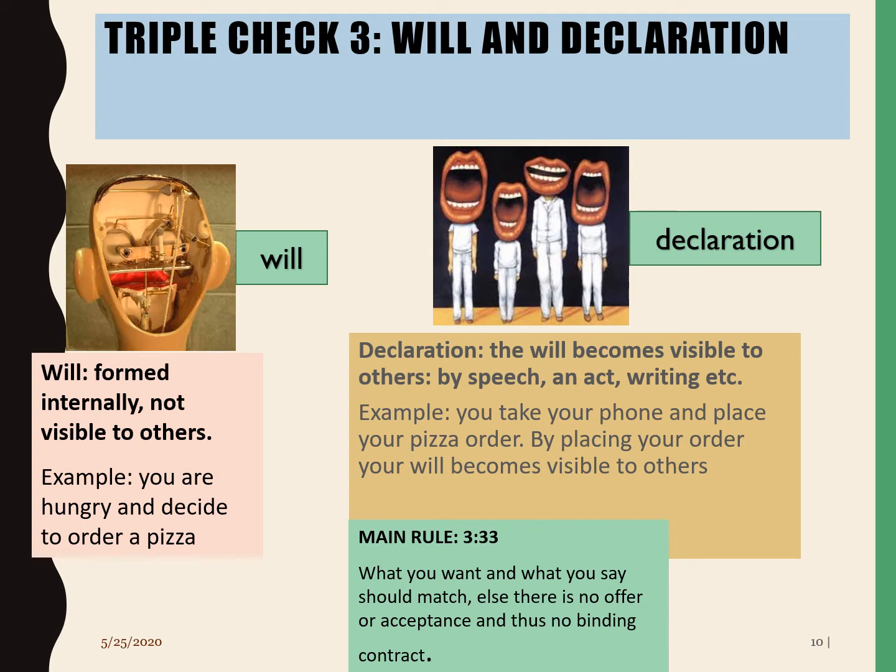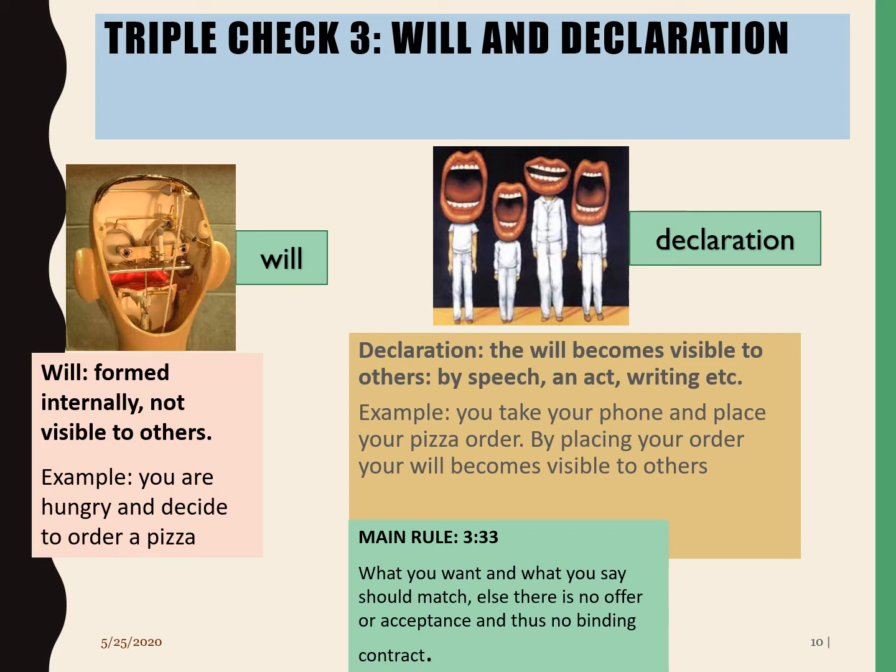The law says what you want inside and what you say, what comes out on the outside, should be the same. If you accept that offer from Domino's to order pizza number 6 and you didn't really want it, there is no acceptance and then there is no binding contract. So we need a matching will and declaration to have a binding contract.